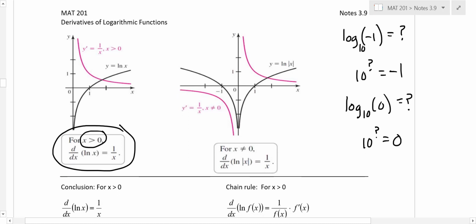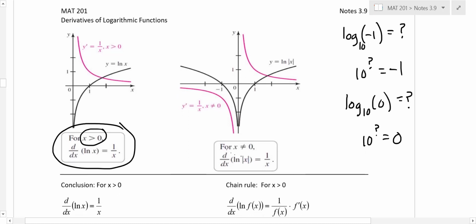Okay, then we kind of get into this a little bit. So if you had the absolute value of x, well, then it's 1 over x. But the only thing is, x can't be 0, because if you do an absolute value of x, you get a positive number, right?